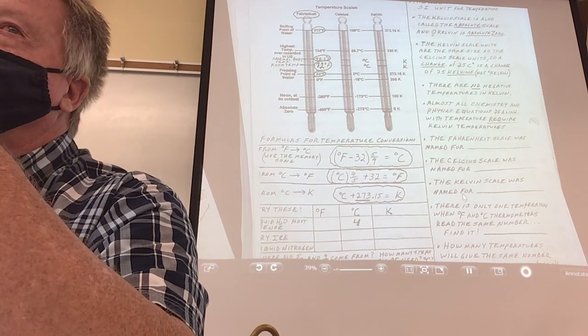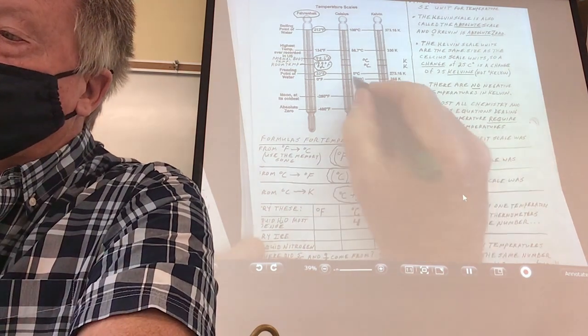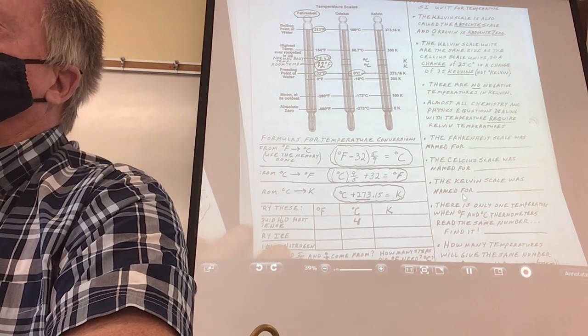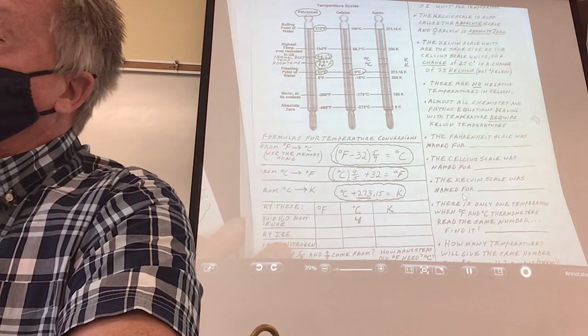I think everybody should know this. Zero. Is that pretty easy? Is that easy to remember? And what is boiling water in the Celsius scale? That's easy too. I like that.